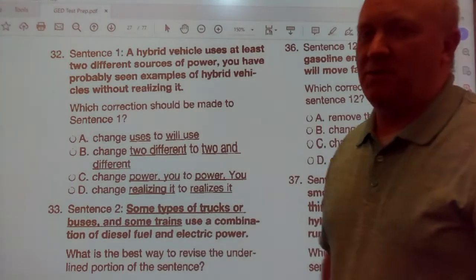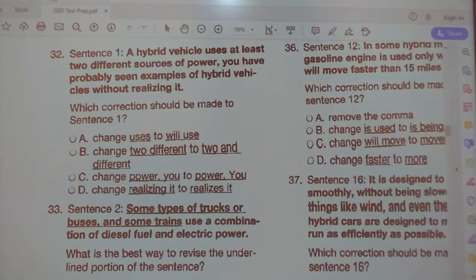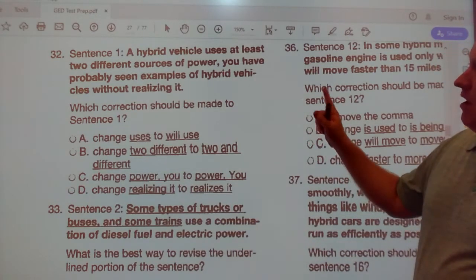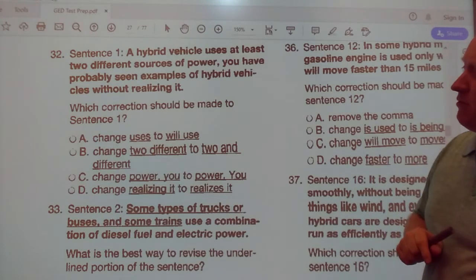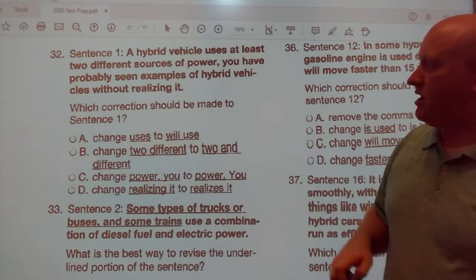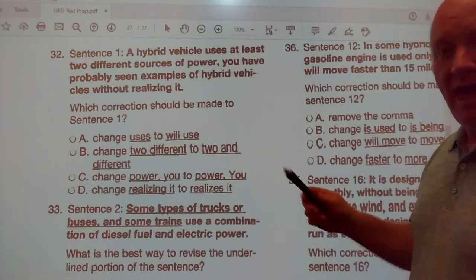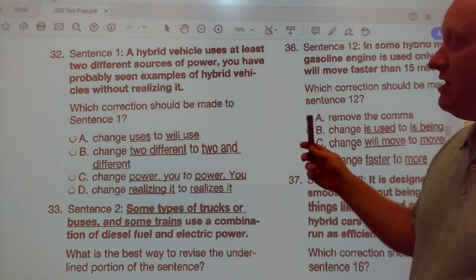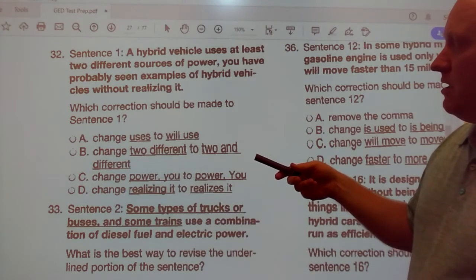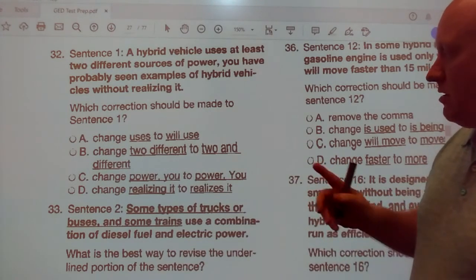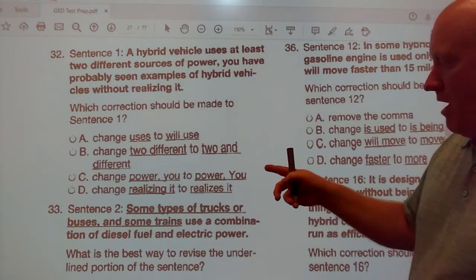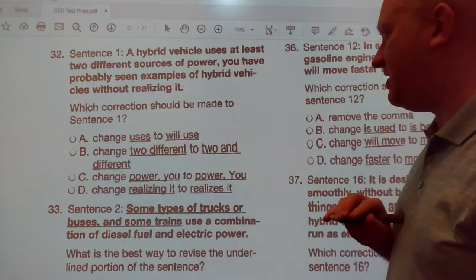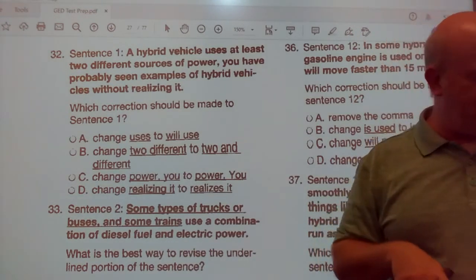Okay, now 32. Sentence 1 says, a hybrid vehicle uses at least two different sources of power, you have probably seen examples of hybrid vehicles without realizing it. Which correction should be made to sentence 1? A, change uses to will use. B, change different to and different. C, change power, you to power, period, capital Y. Or D, change realizing it to realizes it. I'll give you a few seconds.